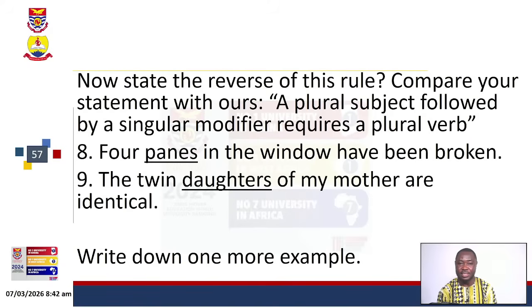4 panes in the window have been broken. Although window is closer to the verb, it does not dictate the number of the verb. We are talking about 4 panes being modified by a singular construction in the window. The twin daughters of my mother are identical. My mother is singular, but we are talking about the twin daughters.